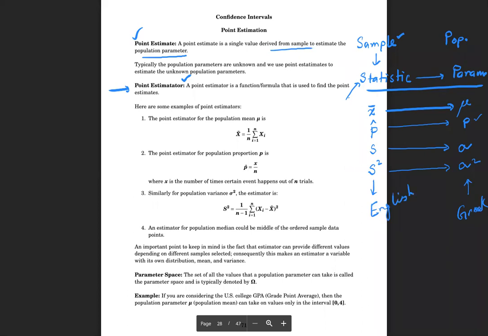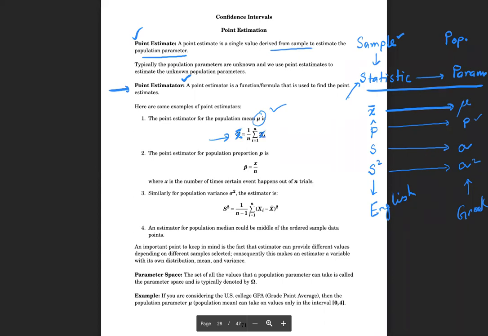So please do make sure that you understand these things. So find the point estimator for population mean, okay? So we find the corresponding sample statistic, mu. So mu is estimated by the X bar. X bar is the sample mean. This is just lowercase.